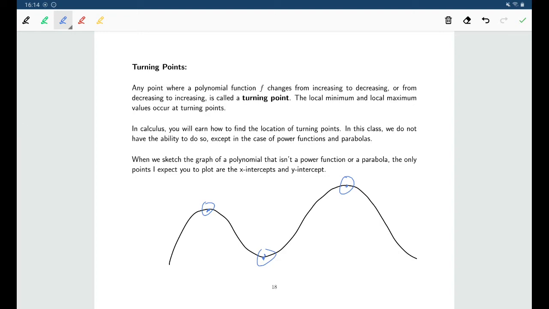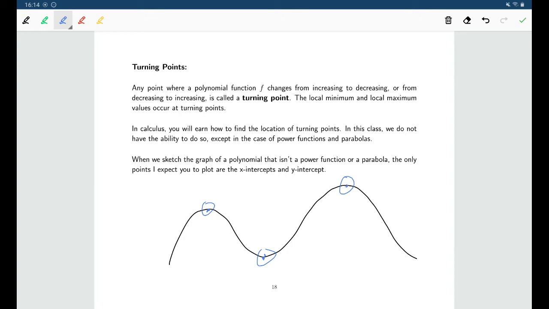Unfortunately, except for parabolas, it's not easy for us to find those turning points. That's exactly the whole purpose of calculus. That's one of the things that calculus does, is locate those maximum and minimum values for functions. But for us, since we haven't learned calculus, I'm not going to expect you to be able to find those turning points.